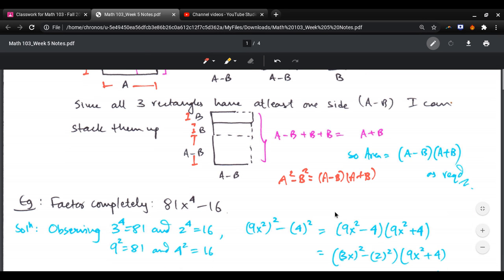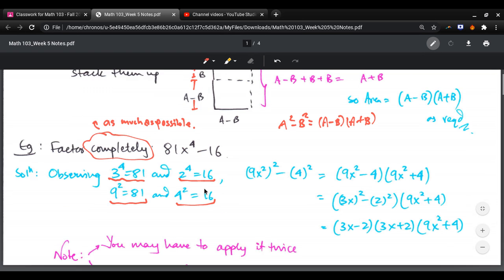Okay, let's look at an example of this. Factor completely. When something says factor completely, this means factor into as much as possible, right? And it'll be clear what I mean by as much as possible. 81x to the 4 minus 16. A few observations here is that 3 to the power 4 is 81, and 9 squared is 81, 2 to the power 4 is 16, and 4 squared is 16, right?